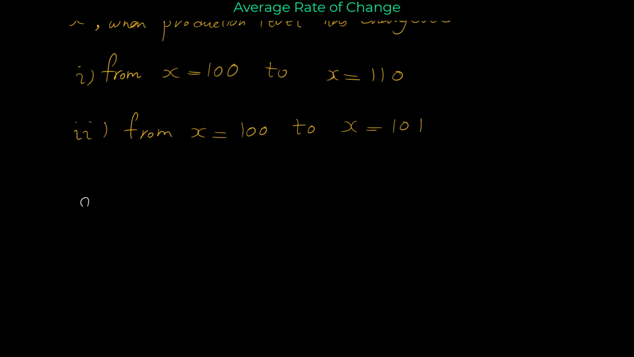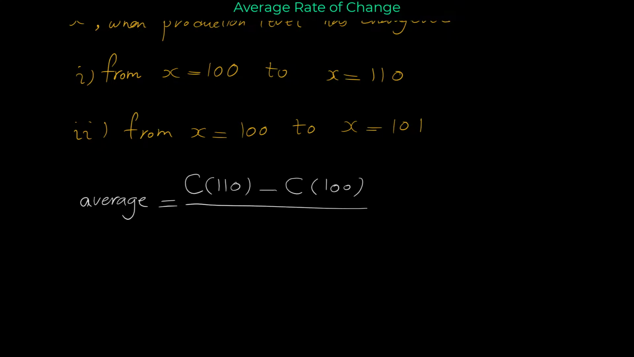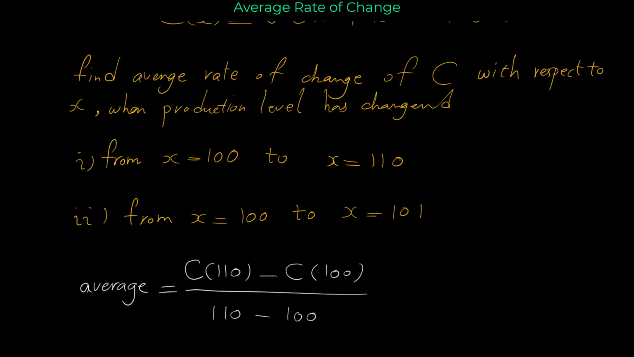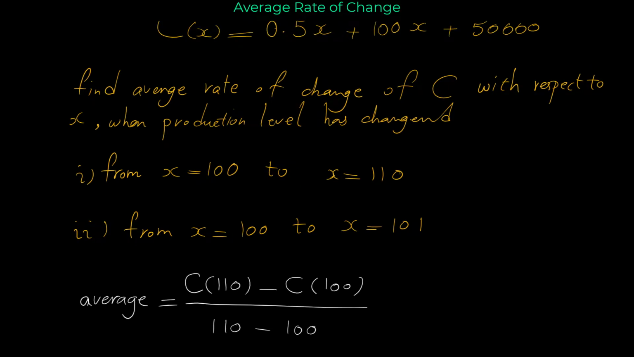So we want to know, on average, how much change in the cost of production happens when we change the production level from 100 to 110. And to find that, we have to find C of 110 minus C of 100 over 110 minus 100. By finding this ratio, we can find the average rate of change of cost. So first we have to find the cost of production when the production level is 110.